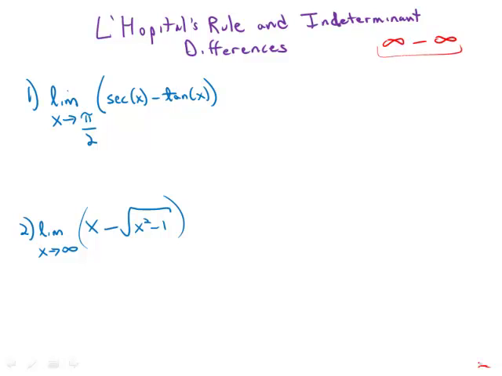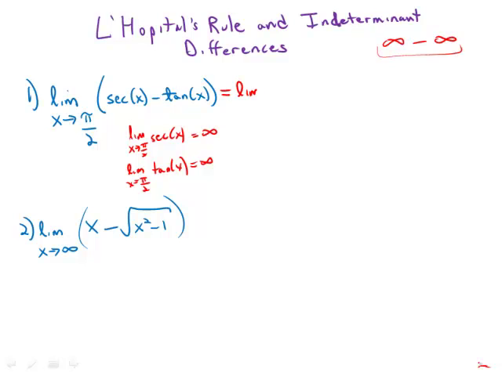So for example, suppose we had the limit as x goes to pi over 2 of secant x minus tangent x. And the problem with this is, of course, that the limit as x goes to pi over 2 of just secant x by itself is infinity. The limit as x goes to pi over 2 of just tangent x by itself is infinity. And so what we have is an infinity minus infinity. So we need to do some rewriting and reconfiguring of this in order to express it as a ratio, either a 0 over 0 or an infinity over infinity.